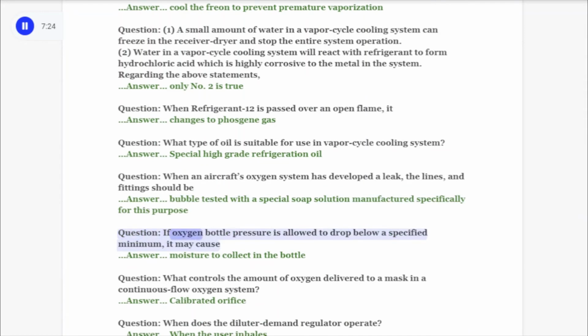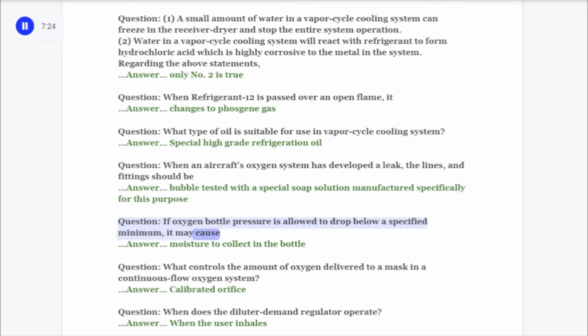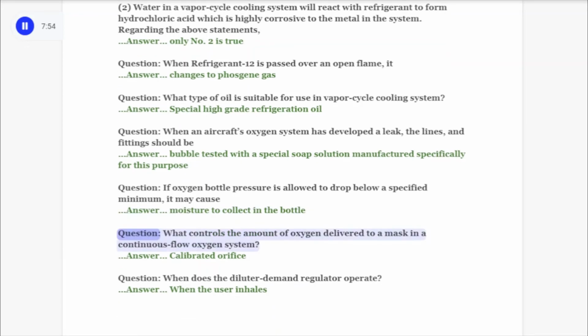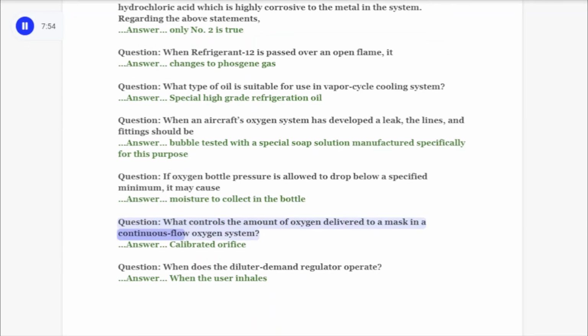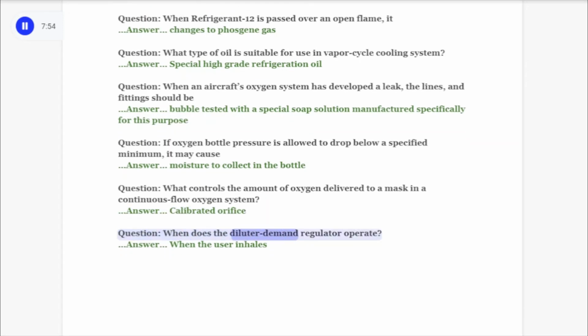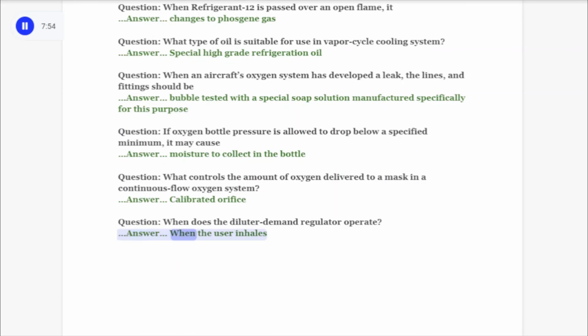Question: if oxygen bottle pressure is allowed to drop below a specified minimum, it may cause. Answer: moisture to collect in the bottle. Question: what controls the amount of oxygen delivered to a mask in a continuous flow oxygen system? Answer: calibrated orifice. Question: when does the diluter demand regulator operate? Answer: when the user inhales.